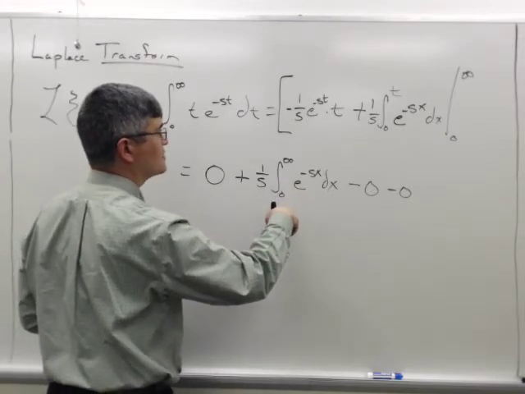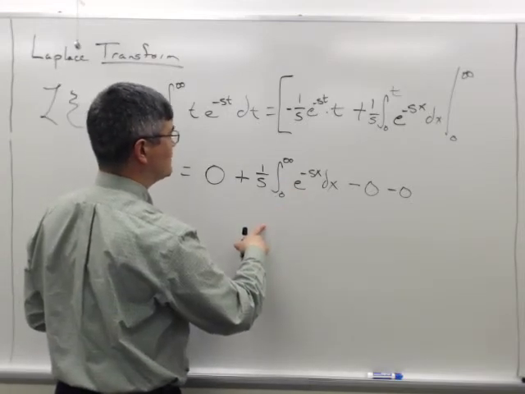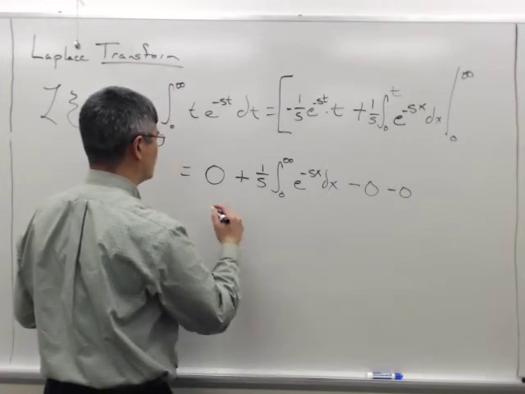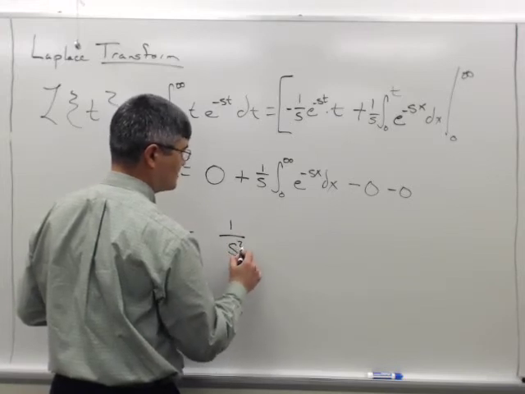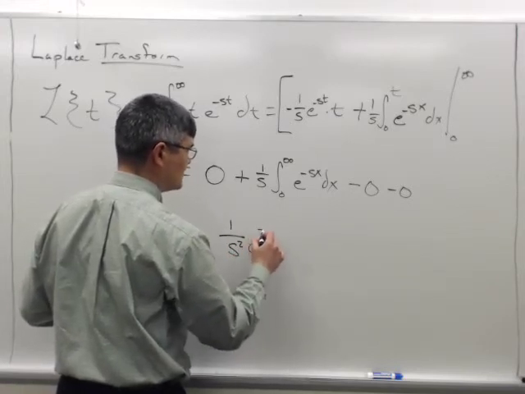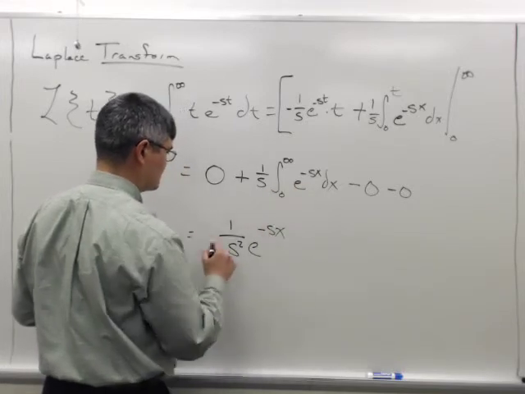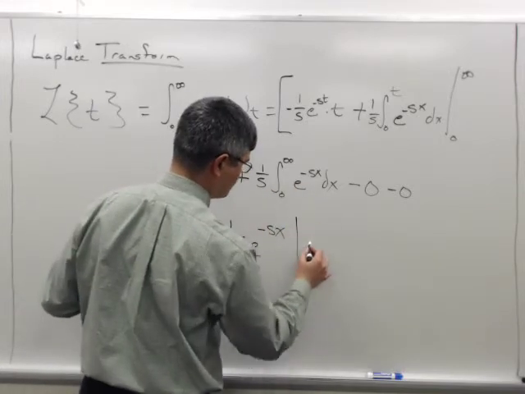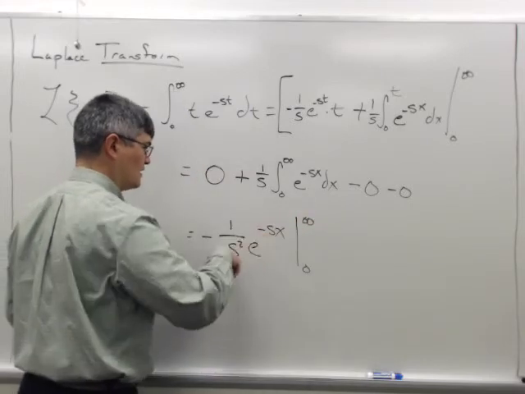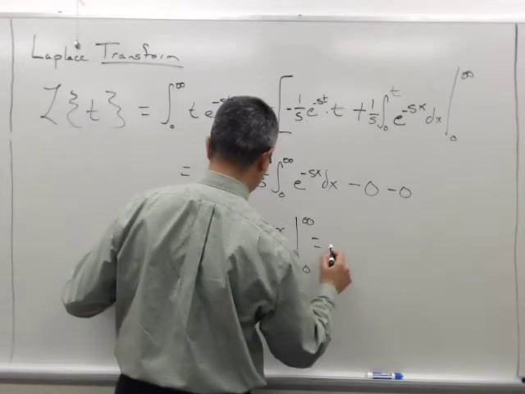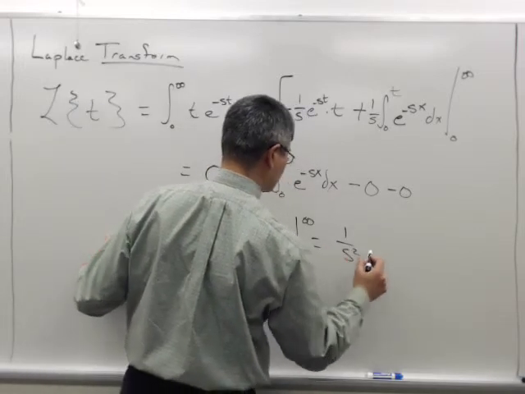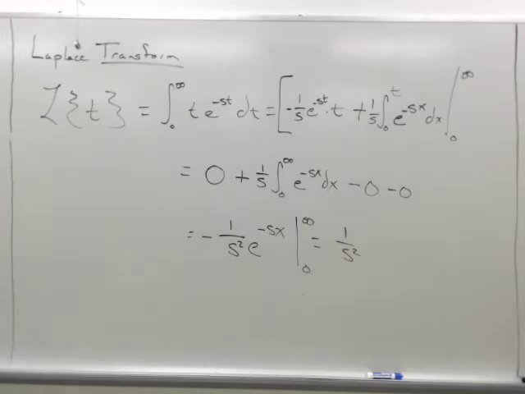Okay, and when I integrate that, here's what I get. I get 1 over s squared e to the minus s x, negative sign. That goes from 0 to infinity. Let x go to infinity, this goes to 0. Let x equal 0, this goes to 1 over s squared. So that's the Laplace transform of t: 1 over s squared.